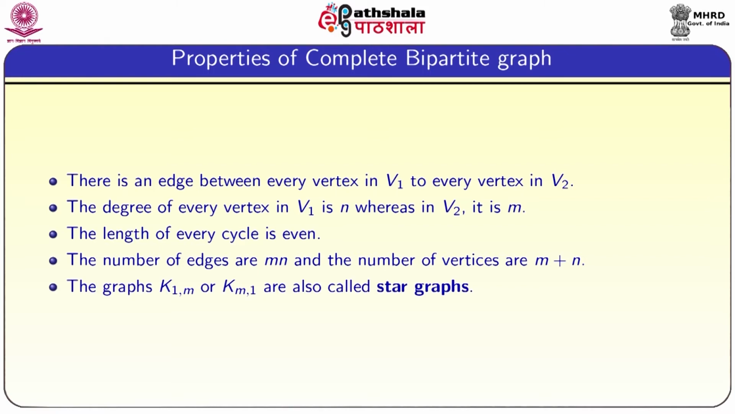The graphs K1,m or Km,1 are also called star graphs. K1,m means one vertex on one side and m vertices on the other side. Km,1 is m vertices on one side and one vertex on the other side. These graphs are called star graphs.